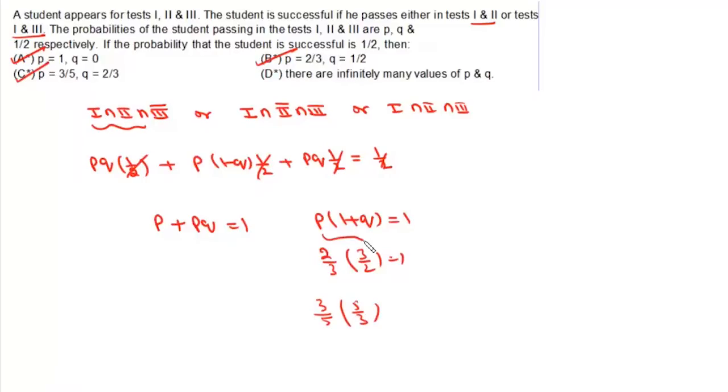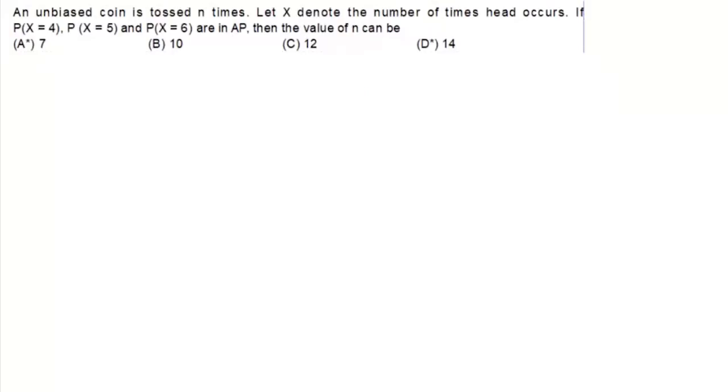And if we look at this, this is nothing but rectangular hyperbola. So there will be infinitely many possible values of P and Q. So all the 4 options, they are correct.